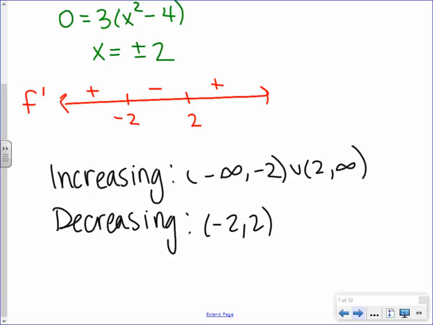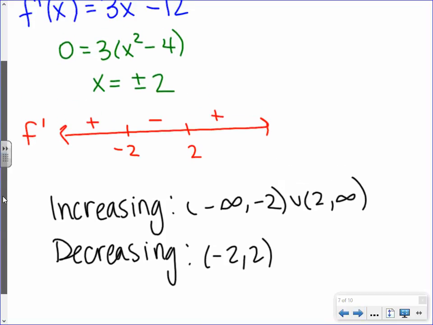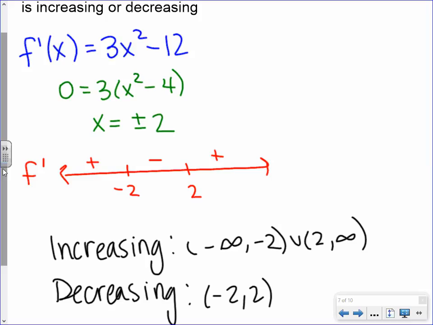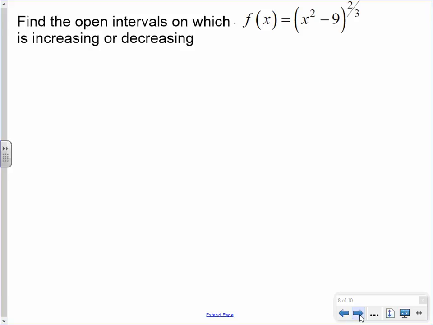Now, I will tell you, the most challenging part of this is not the calculus. It's the algebra when you have to solve. Okay? So let's work on one that's not quite as straightforward. Ladies and gentlemen, please write this problem down.